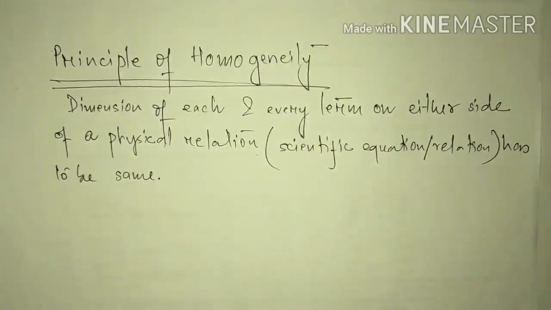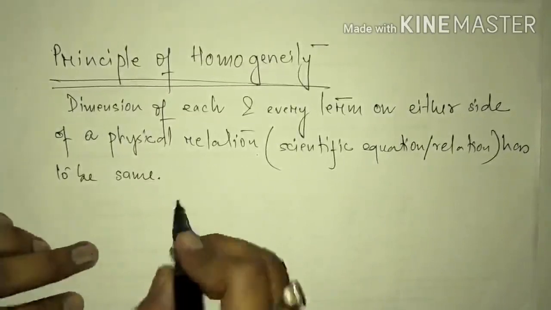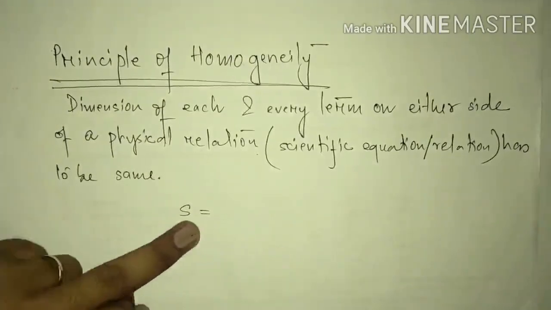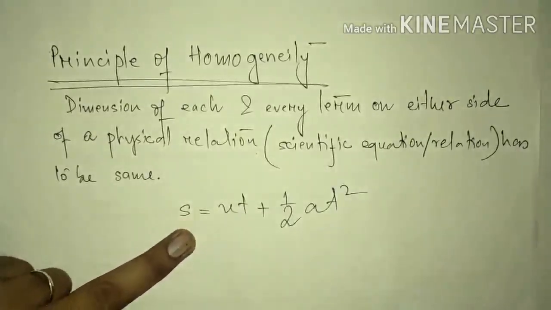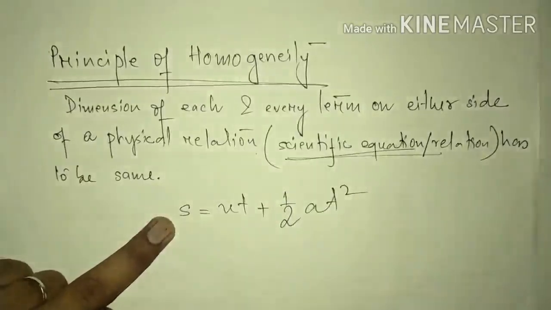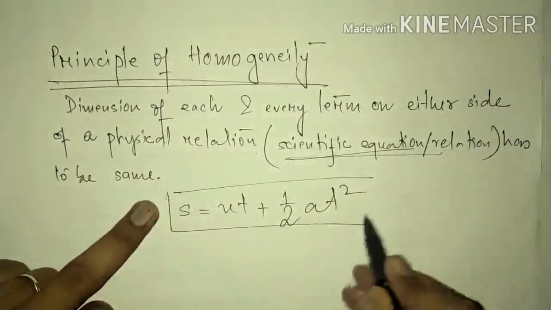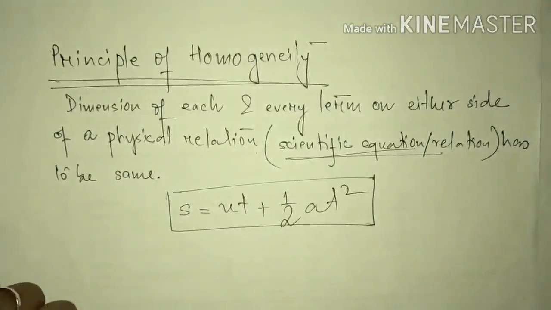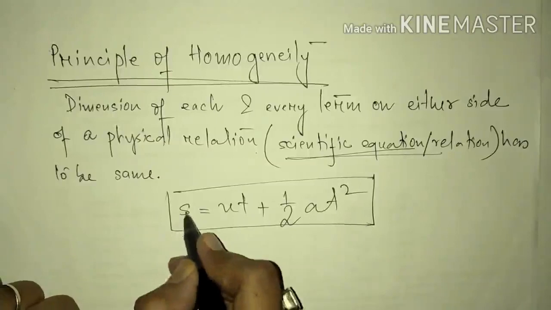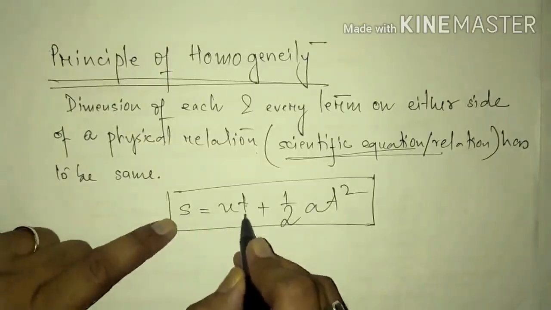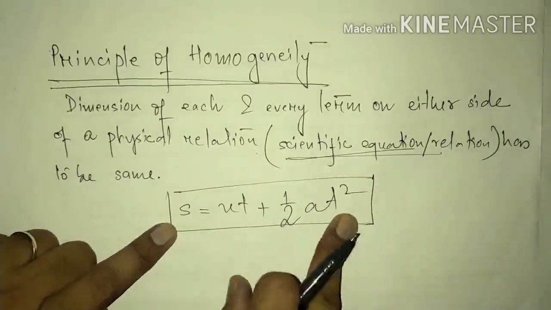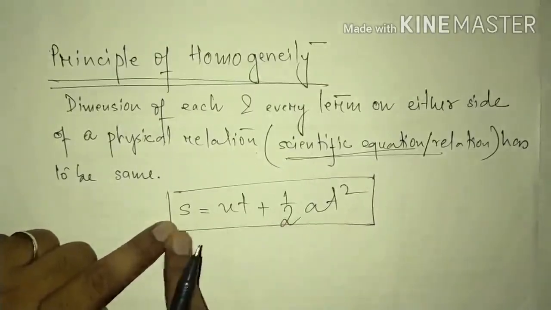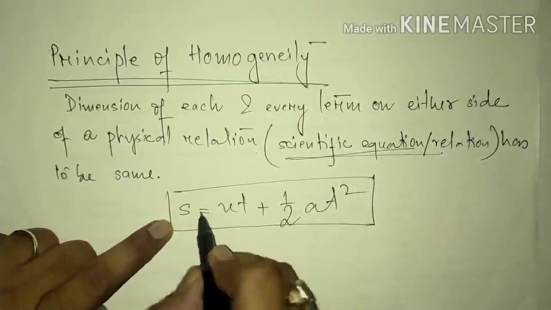Let me explain this to you a little bit. Suppose I write an equation which all of you have come across in your class 10th standard: S is equal to ut plus half at square. This is a scientific equation or physical relation which we know from our class 10 knowledge, where S represents displacement, U initial velocity, t time, a acceleration, and this is a half. There is an equality sign.